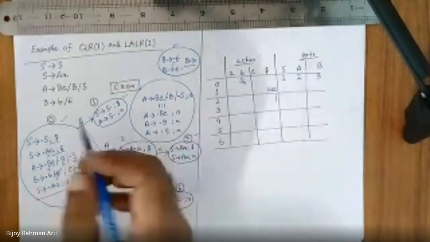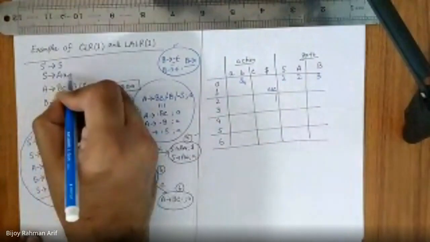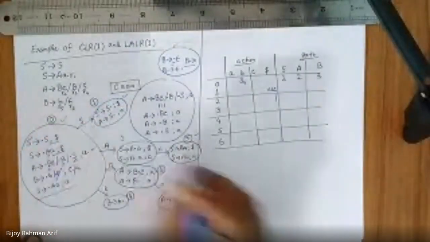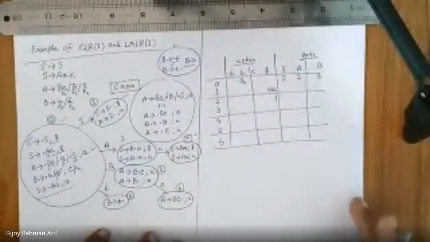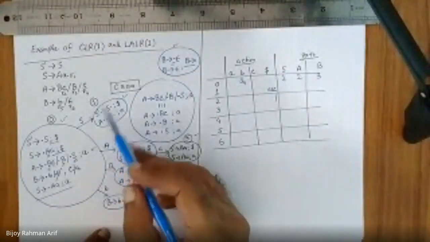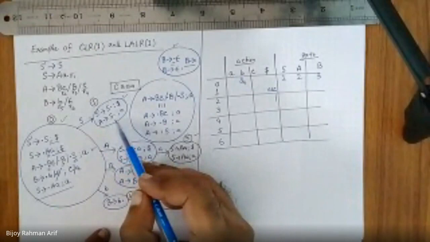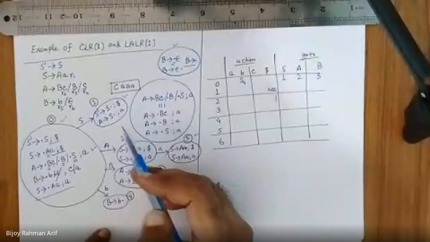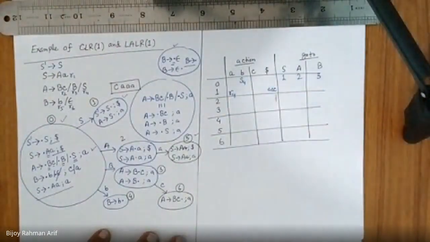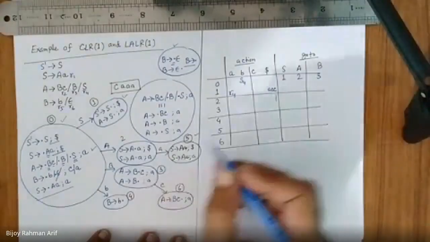So let's write the rule numbers. Rule 1, rule 2, rule 3, rule 4, rule 5, rule 6. And S derives, after going to state number 1, A derives S. So which rule is it? Rule number 4. So here would be rule number 4. All right? Yes, sir. Got it? Okay, now let's go to state 2.